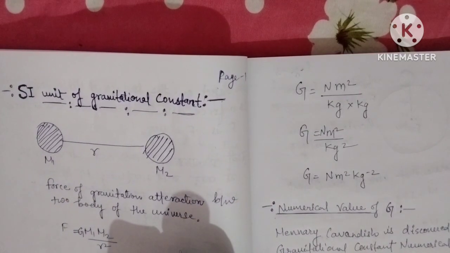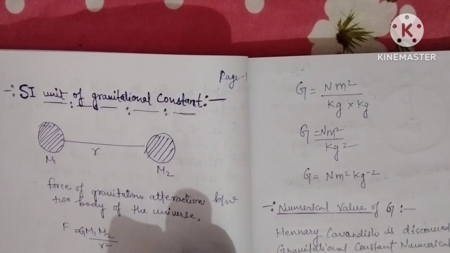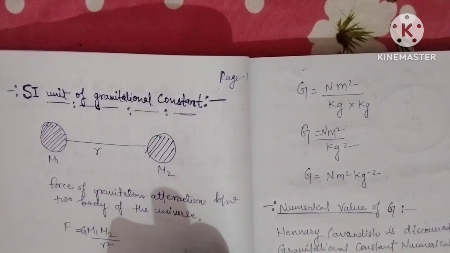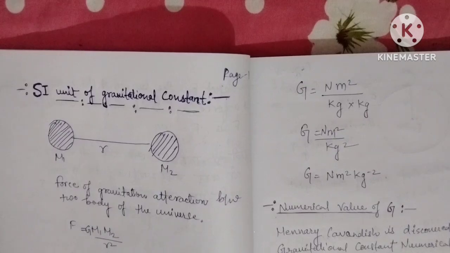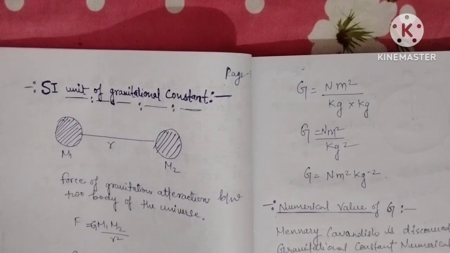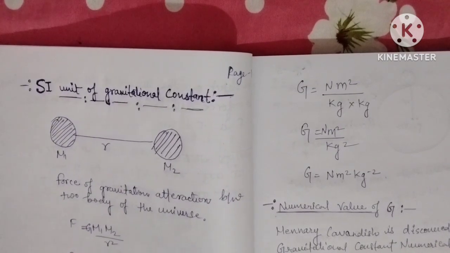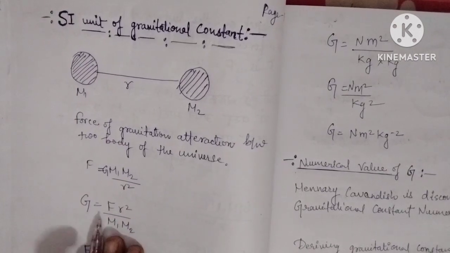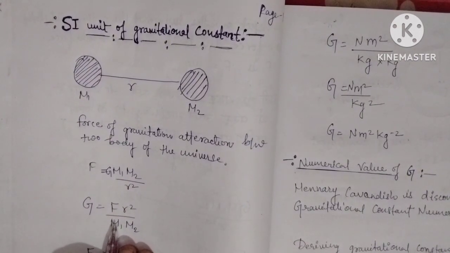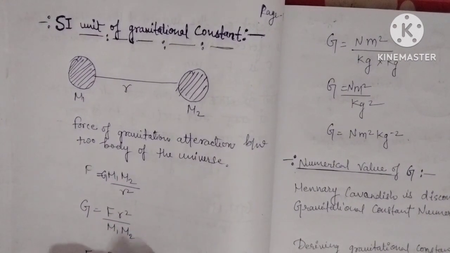This is the force of universal gravitation. Find the value of G. G is equal to F r square by m1 m2.